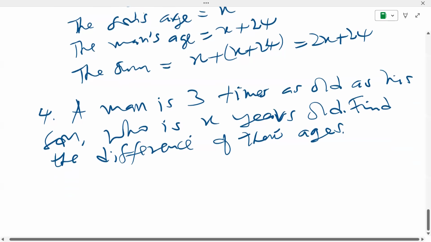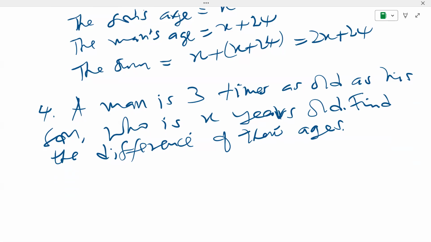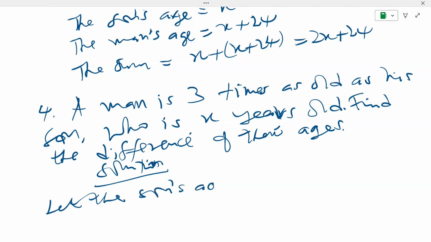Right, a man is 3 times as old as his son, who is x years old. Find the difference of their ages. And so that is what we are going to look for. In the question, we've been told that the age of the man is 3 times as old as that of his son. And so let the son's age be x.